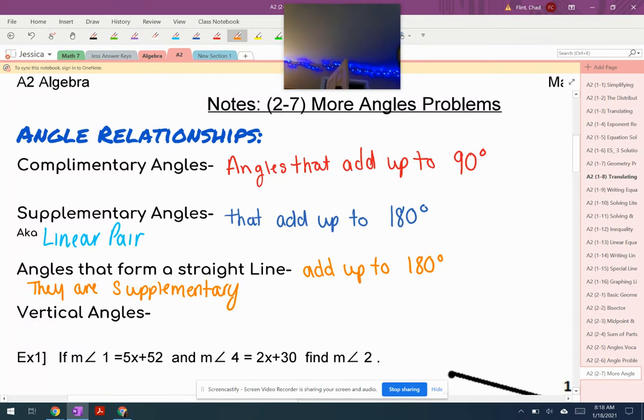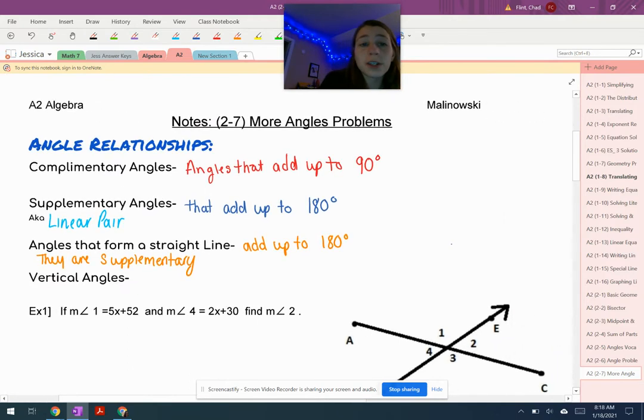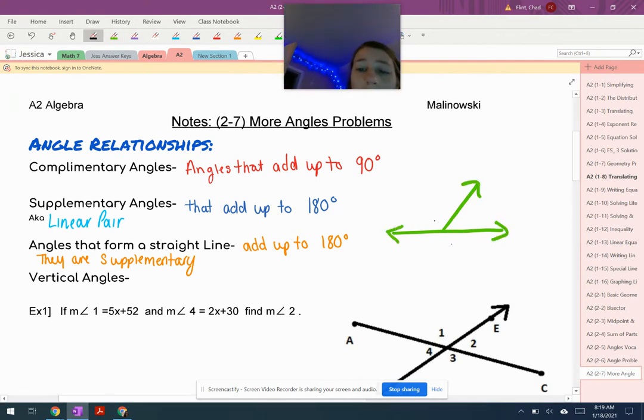So there's three different names you can give to a group of angles that has a measurement of 180 degrees. So like this, if I were to call this angle A and angle B, angle A and angle B are supplementary. They're also a linear pair, and they are also angles that form a straight line. It's all three of those things.